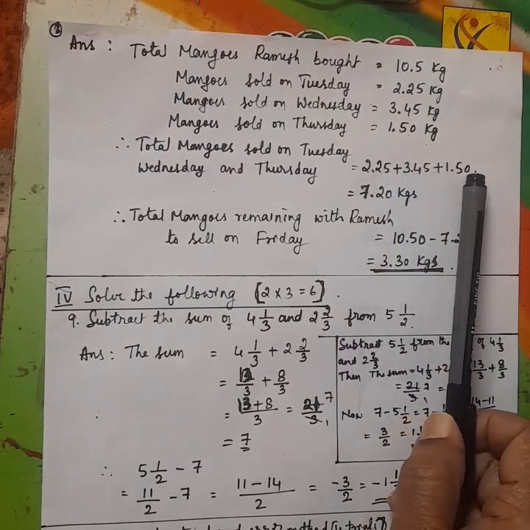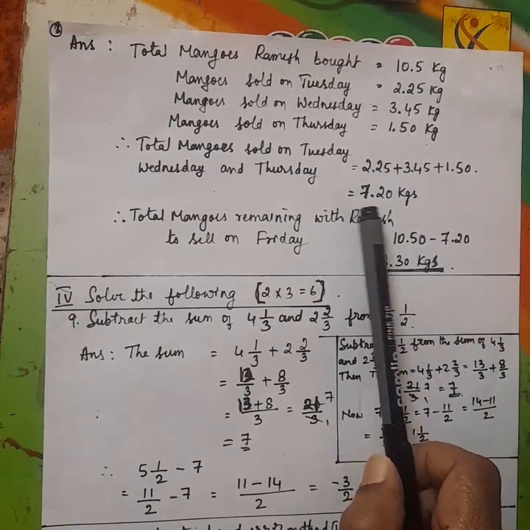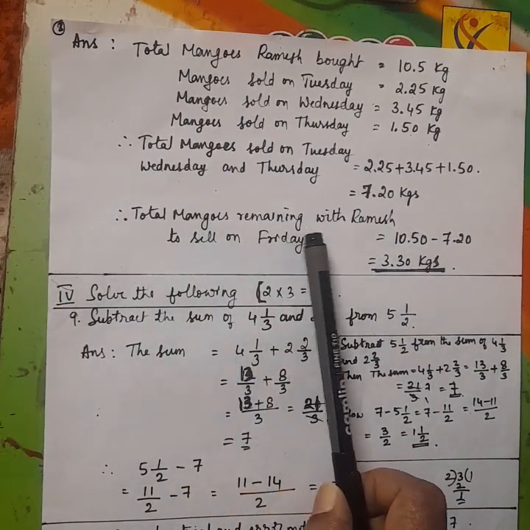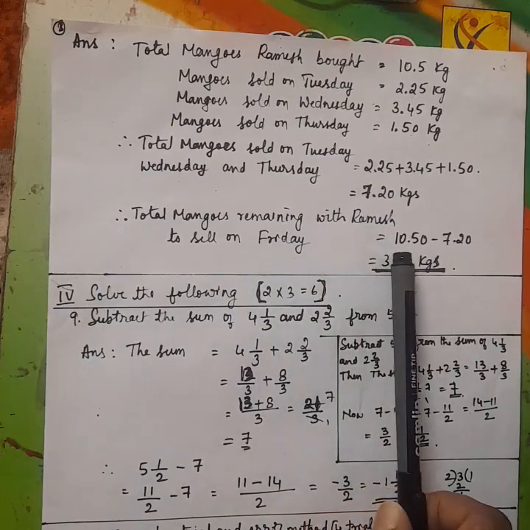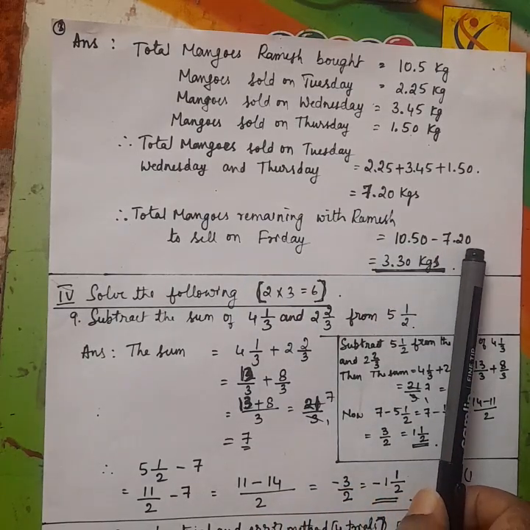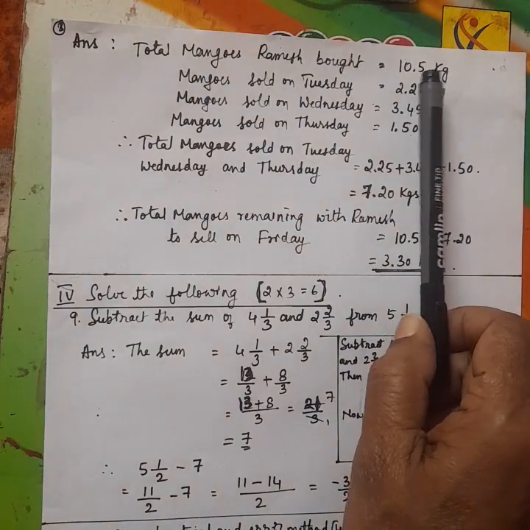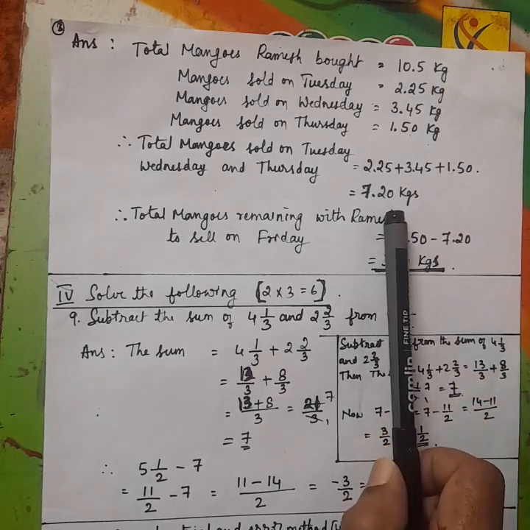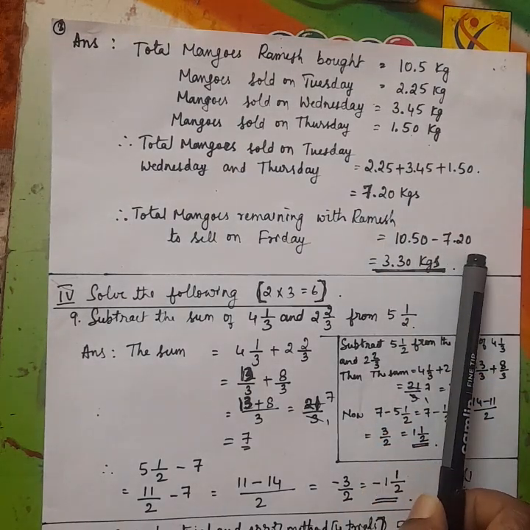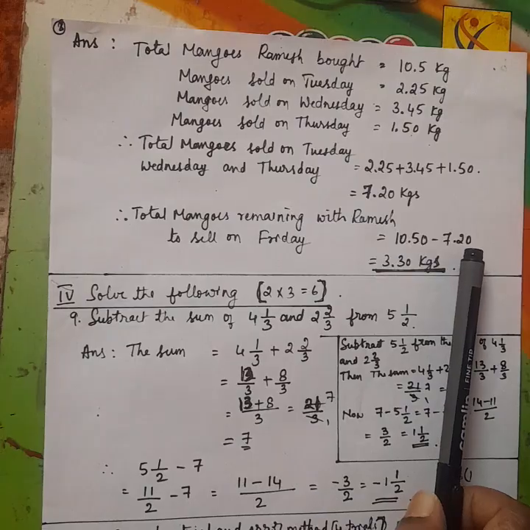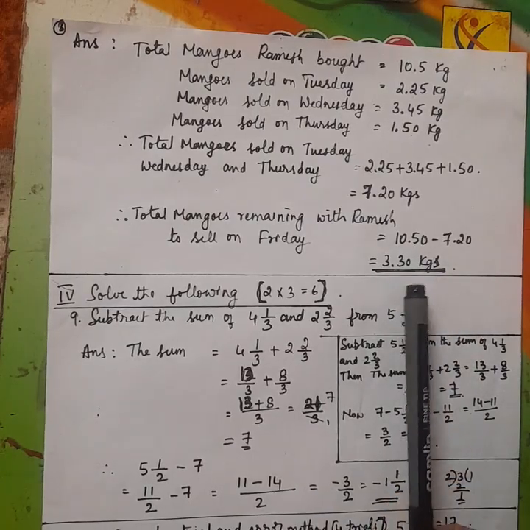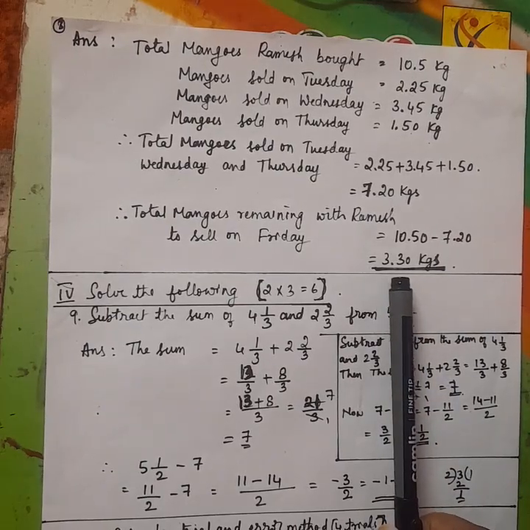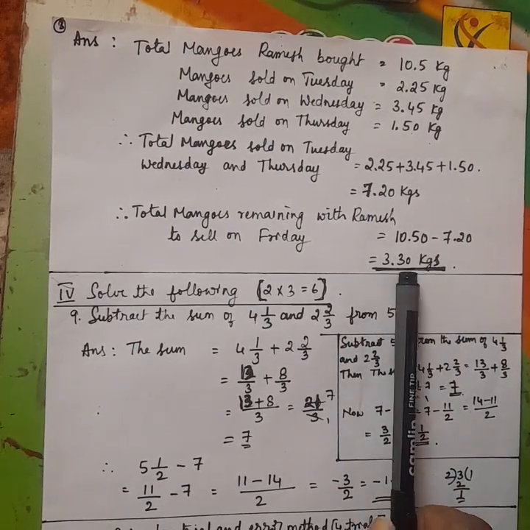When you add these quantities, you will get 7.2 kgs. So therefore the total mangoes remaining with Ramesh to sell on Friday is equal to 10.5 minus 7.20. First he got 10.5 kgs, then he sold 7.2 kgs over these three days. Now when you subtract this number from this number, you will get 3.3 kgs. That means he has 3.3 kgs to sell on Friday.